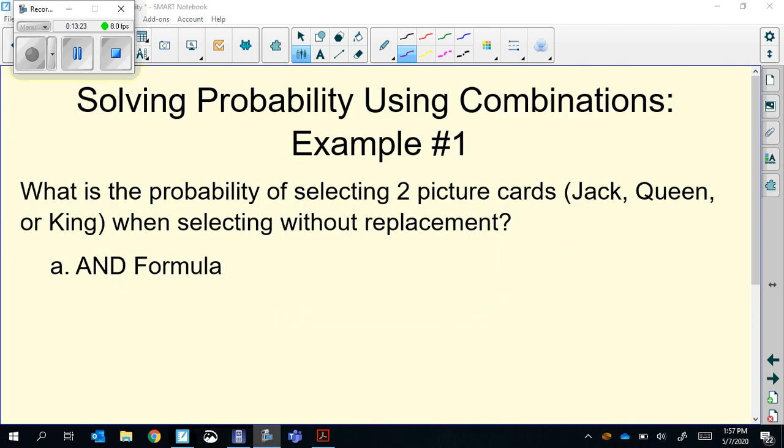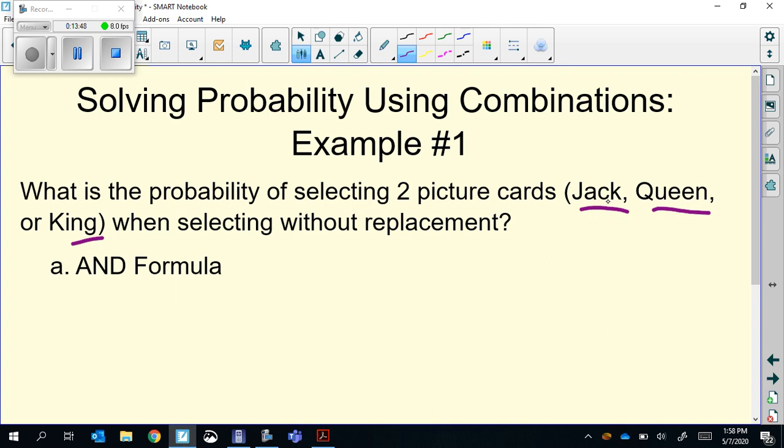Alright, so now we're going to look at using playing cards. What's the probability of selecting 2 picture cards? And it specifies that picture cards are just jacks, kings, and queens, without replacement. So choosing 2 cards, so 1 picture card and another picture card.